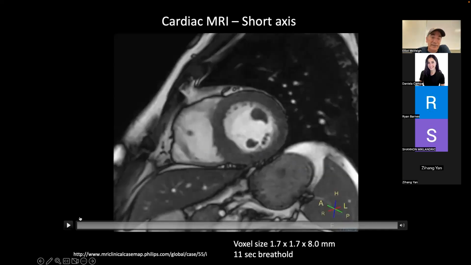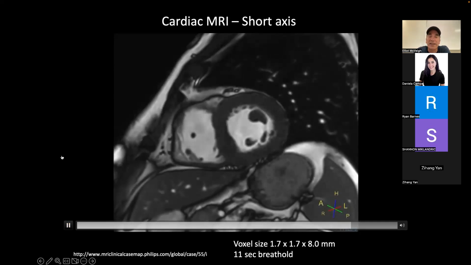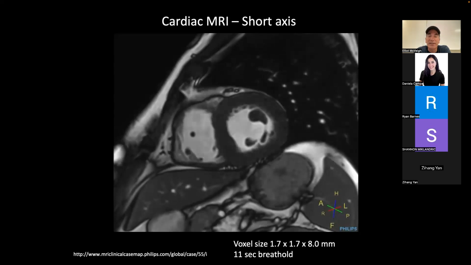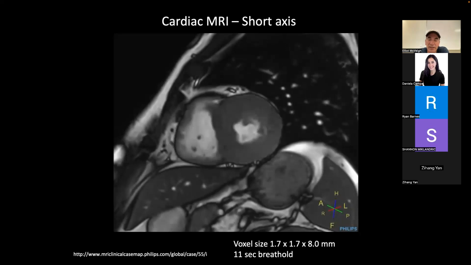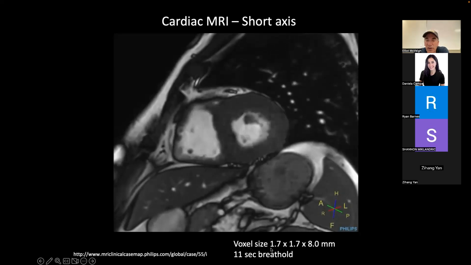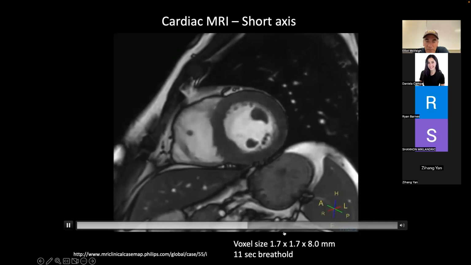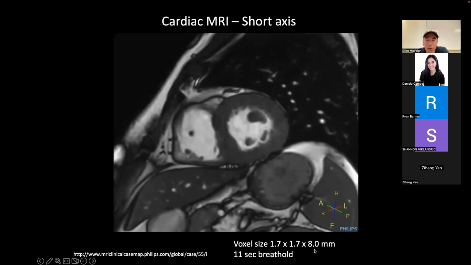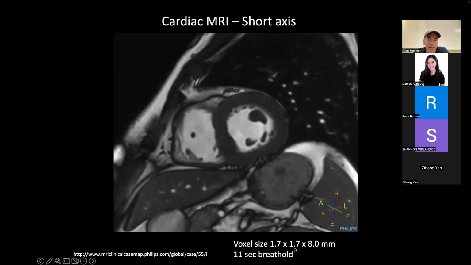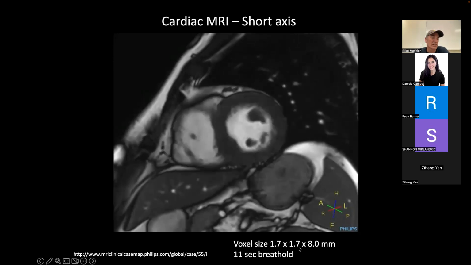But the data is fantastic. I mean, when everything goes well, this is a cine loop, and you can see the voxel sizes here are about 2 by 2 by 8. So let's take a step back and remember what CT is. CT is 0.5 by 0.5 by 0.5, right? So we got a factor of 16 here. We got a factor of 3 here. So the resolution is of a different ilk.